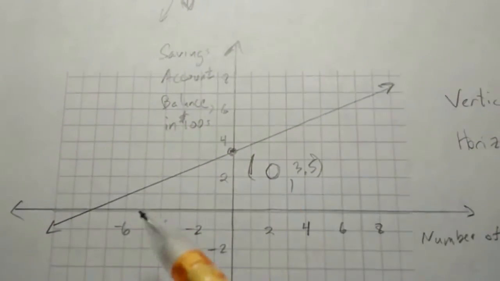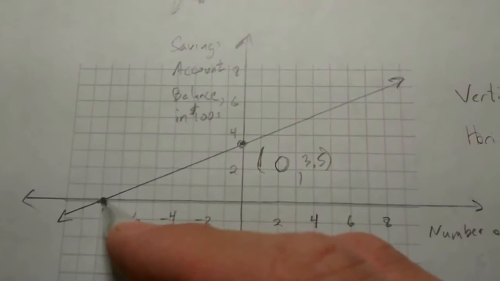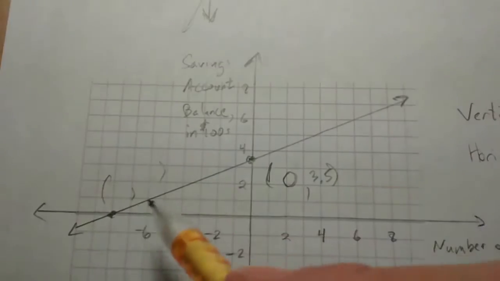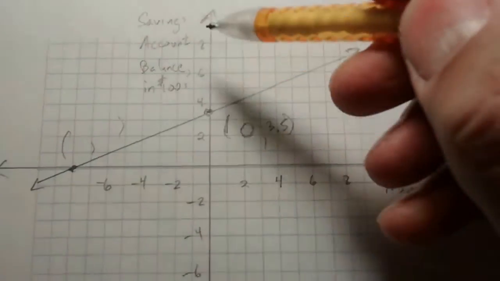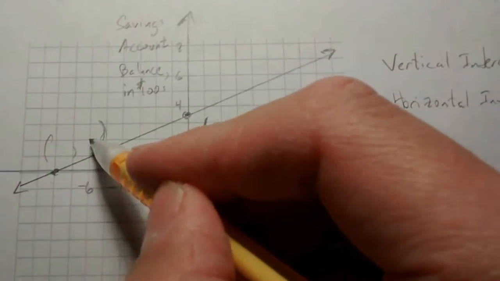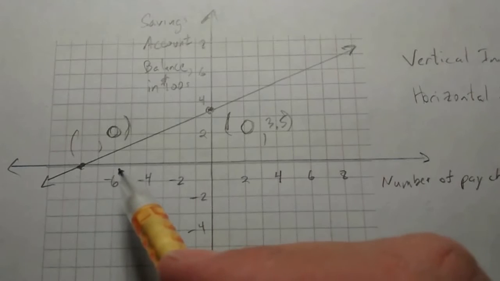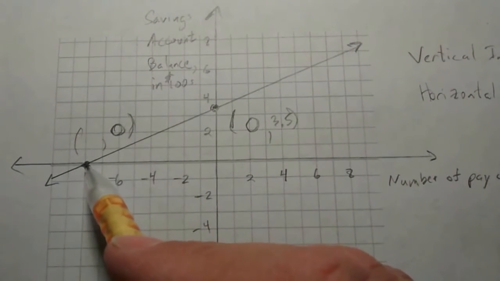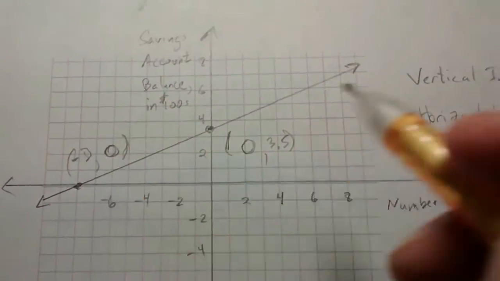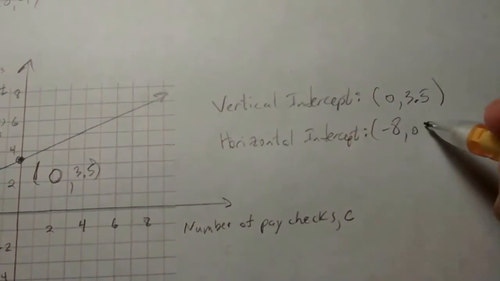It's where this line crosses the horizontal axis. Well, we know that point's right there. And to be on this axis, what must this value be? So hopefully you're thinking of 0. So that second coordinate's got to be 0. And then where does it strike this axis? At what point? Well, there's -6, -7, -8. It looks like it's almost -8. So we're just estimating. So it looks like -8, comma 0.